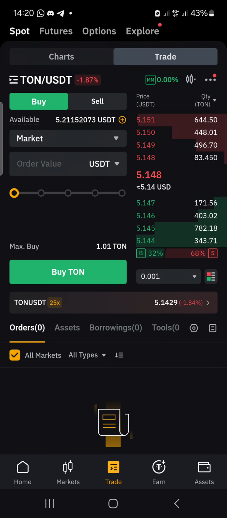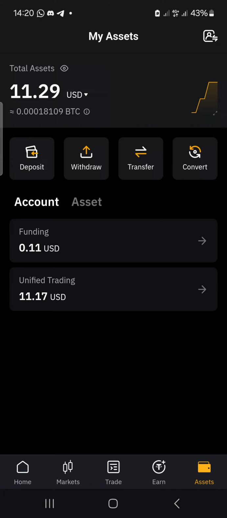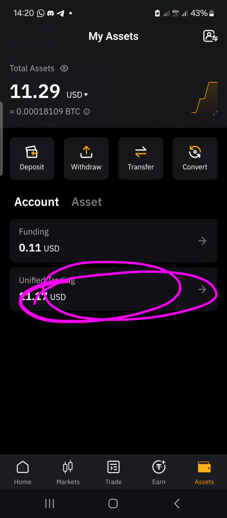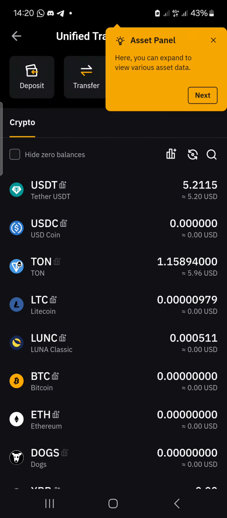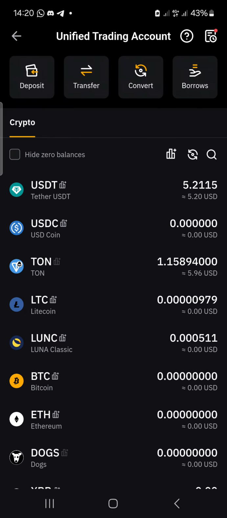So this is your assets. Click here. When you click here, it's still in your unified trading account. That's where you click to see your assets. Whatever you buy, whatever assets you hold from trading, is going to be in the unified trading account. So let's look out for it.